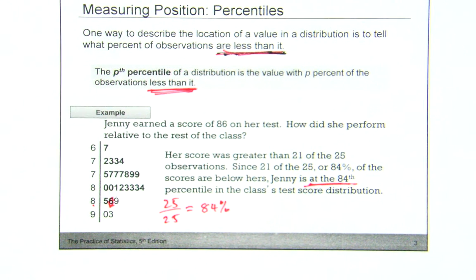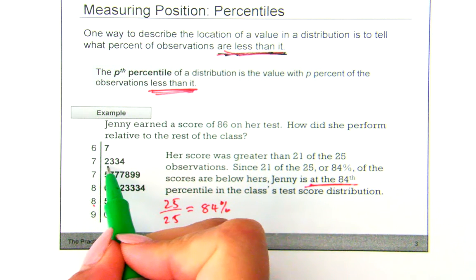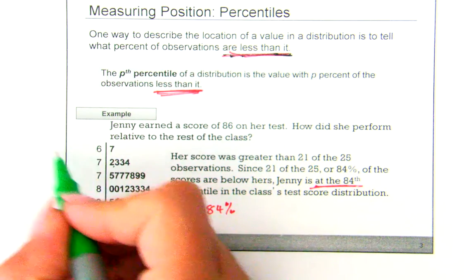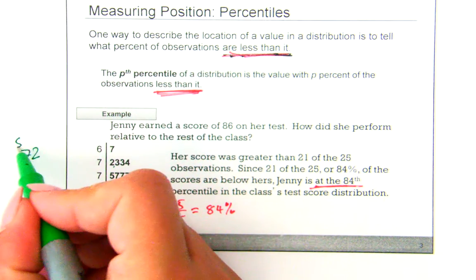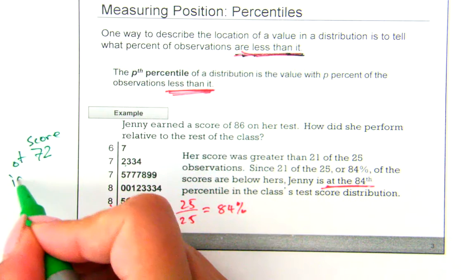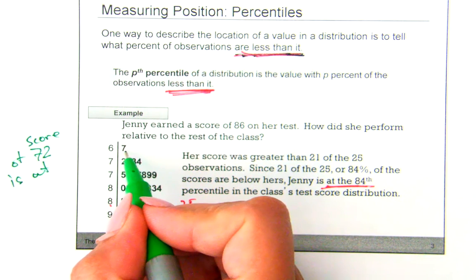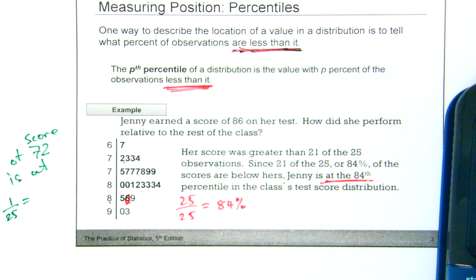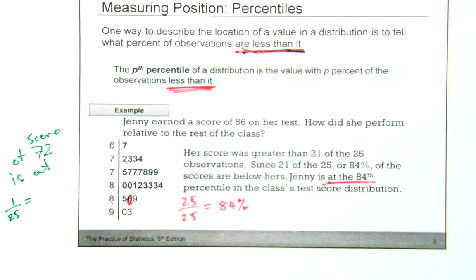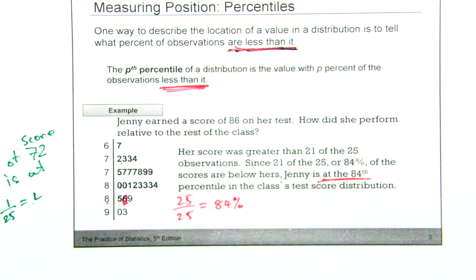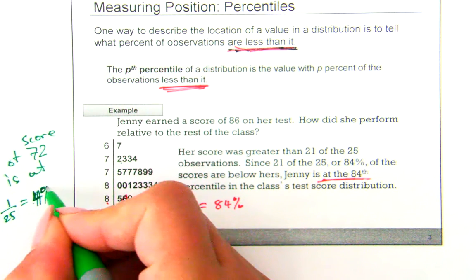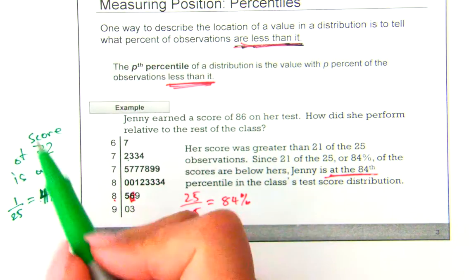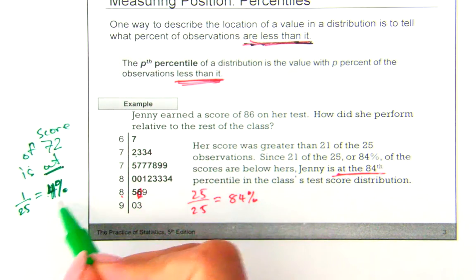All right, and you can do this with any of the others. You can say, okay, well, let's take the score of 72. This person who scored a 72, they weren't the last person, right? There was one person underneath them. Okay, so a score of 72 is at the, let's see, only one person scored lower than them, so 1 out of 25. 1 divided by 25, is it 4%? Yeah, 4%. Okay, so it gives you a percentile of 4%. So the score of 72 is at the 4th percentile.